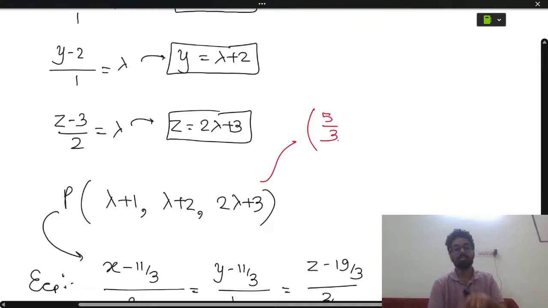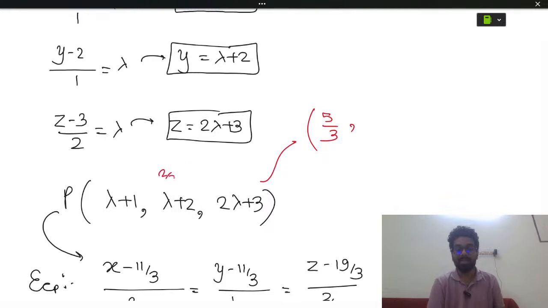2 by 3 plus 2. 2 by 3 plus 1. 2 into 2 by 3 is 4 by 3 plus 3. Calculate. So this becomes 8 by 3. And this becomes 3 into 3, 9 plus 13 by 3.